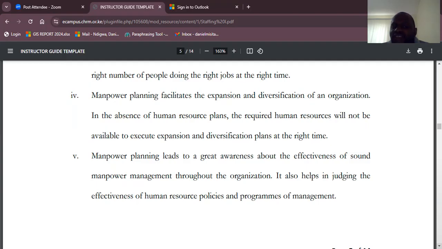But if that is the case, then it means you will need people to work for M-Pesa. You will need people to work for other positions within the bigger company. And that is as a result of diversification and expansion of your business. So human resource will help to plan for human capital. So manpower planning leads to a great awareness about the effectiveness of sound manpower throughout the organization.